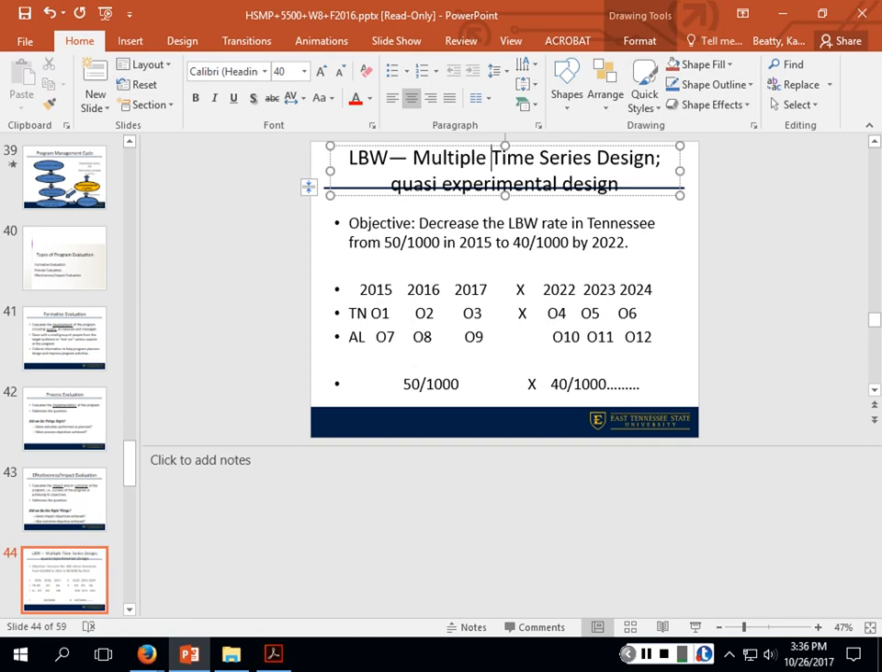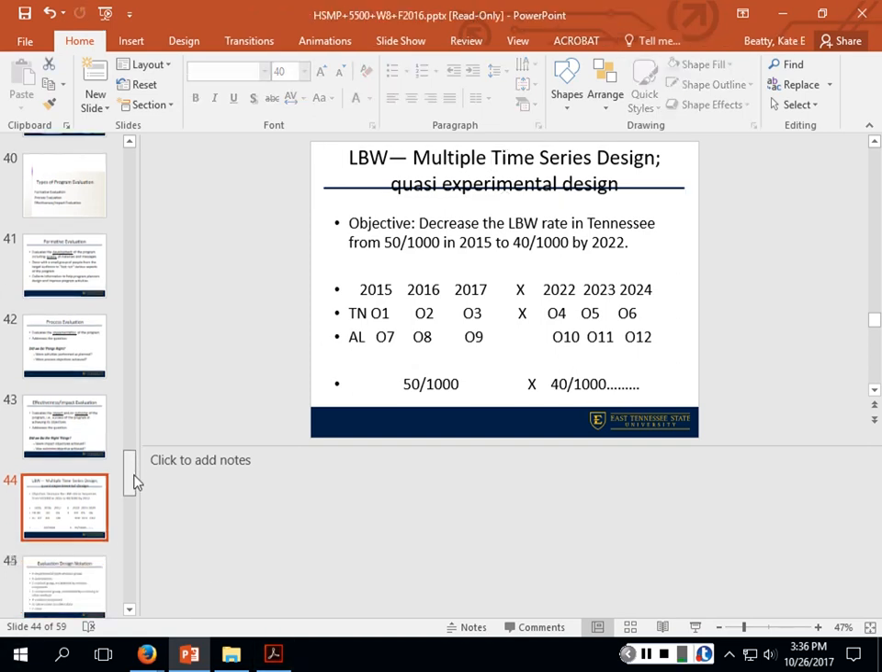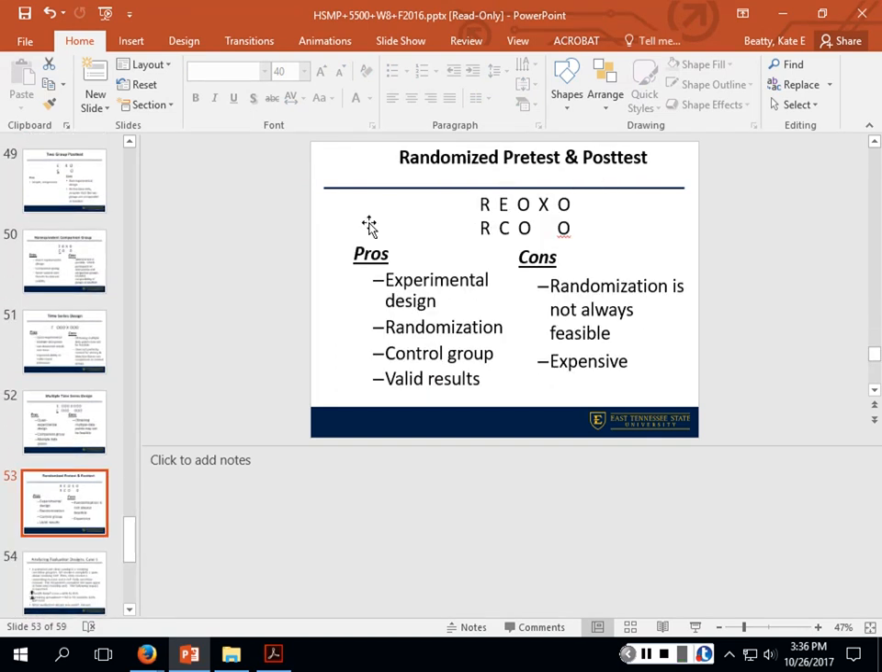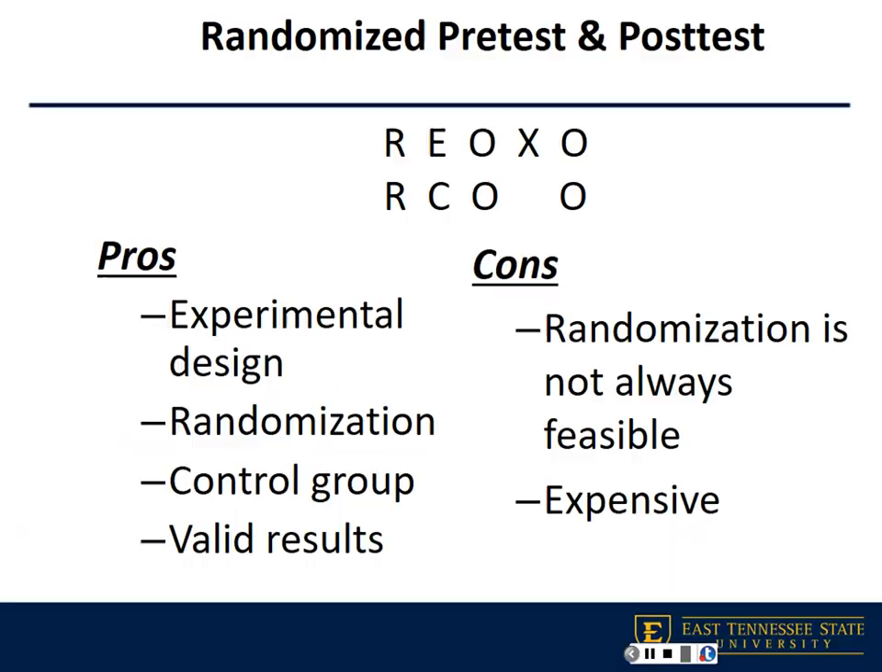How does that work? That works if, for example, you are my priority population, all of the students here in this class, okay?